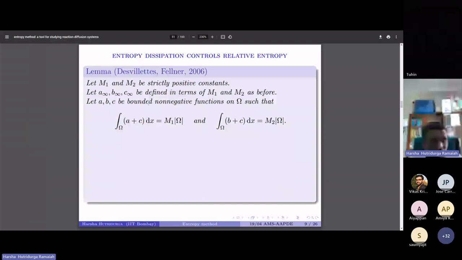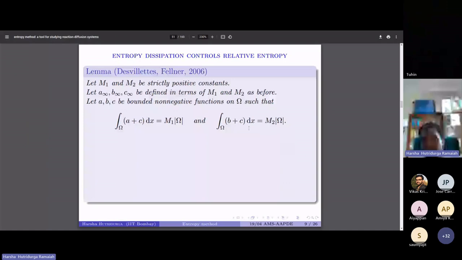You take any bounded non-negative functions on omega, A, B, C, such that A plus C when integrated in the x variable is equal to m1 times the measure of omega. So essentially, we are saying that the average of A plus C is equal to m1, that constant that you have fixed, and the average of B plus C is equal to m2. So you take any three bounded functions which have this property.